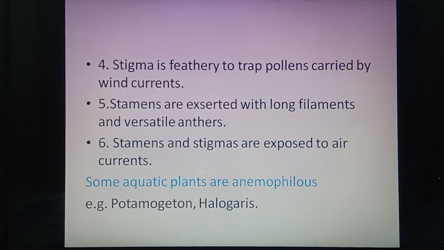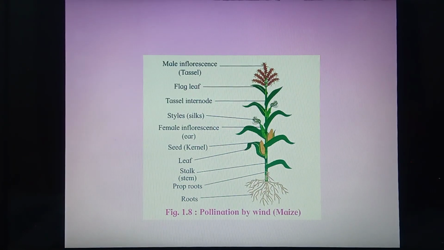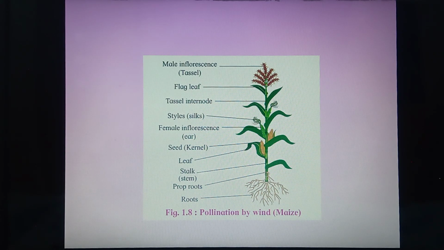Here some examples are given of aquatic plants that carry out their pollination with the help of wind. Examples are Potamogeton and Halophila. Here the diagram is given. With the help of that diagram, we can have a detailed account of the anemophilous flower and plant.